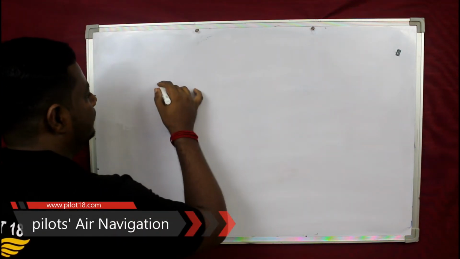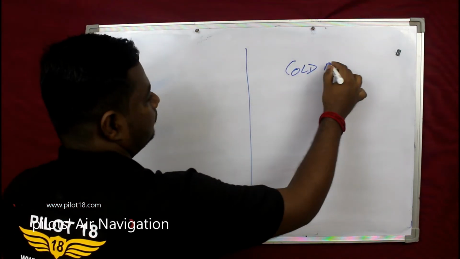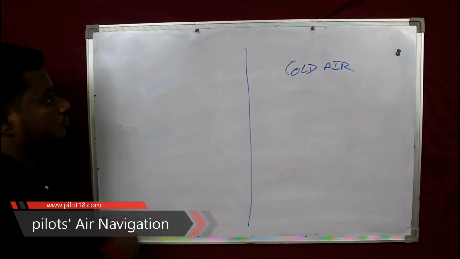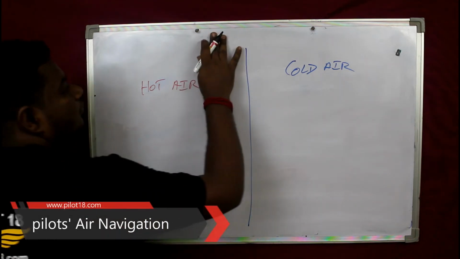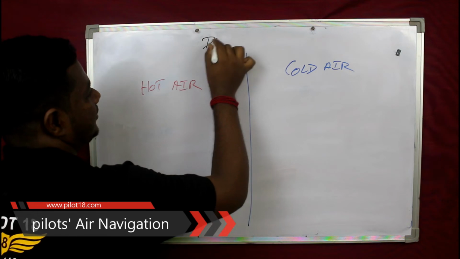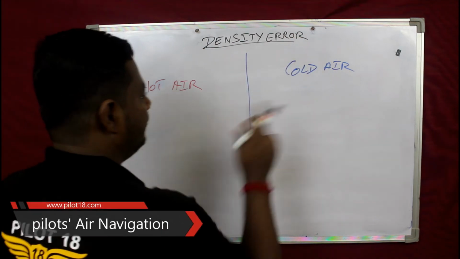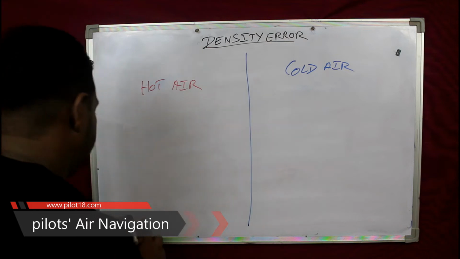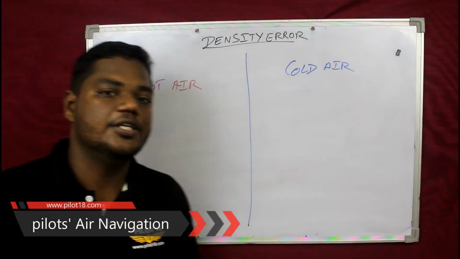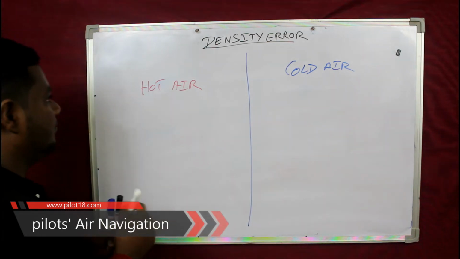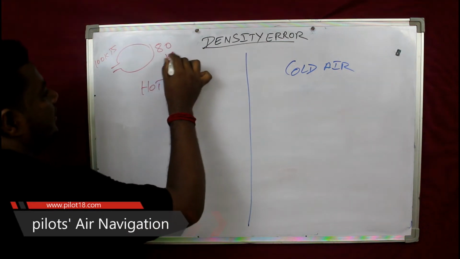When you fly from hot air to cold air, so what happens? In hot air, the air is less dense, so you actually fly at more speed in order to get the indicated. Let's say in our previous example, we flew 100 knots. But what we actually got in dynamic pressure is 80 knots, okay?